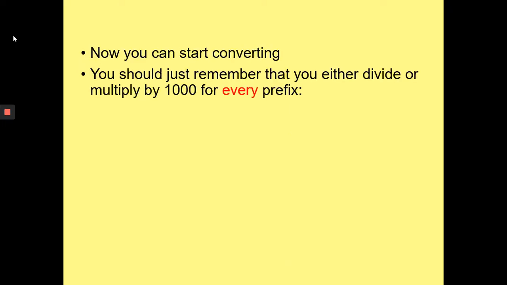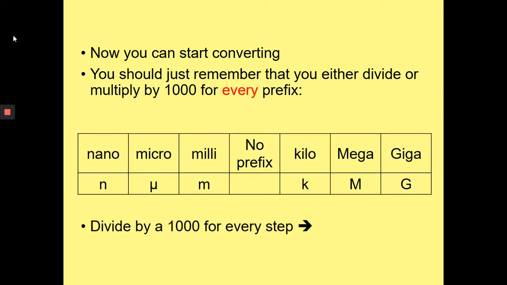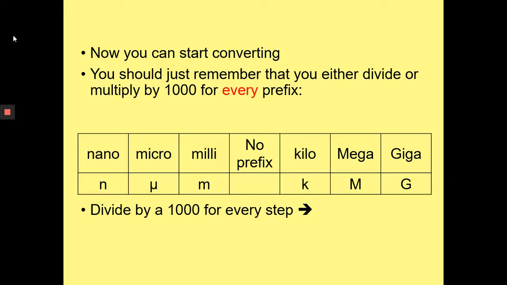Okay, now that you know that, you can start converting between units. Now, there's one really important rule to remember, that you either divide or multiply by 1000 for every individual prefix. So that therefore means then that if we want to move from a nanometer to a micrometer, we're going to divide by 1000. But if I want to move from a nanometer to a millimeter, I divide by 1000, then I divide by 1000 again. That's not the same as dividing by 2000.